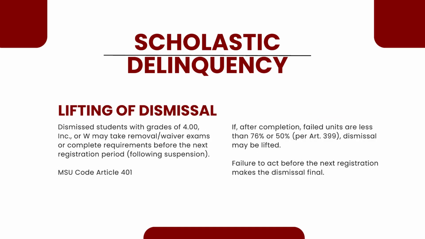Is a college dismissal reversible? Under Article 401, if your failing standing includes grades of 4.00, incomplete, or INC, or withdrawn, you may take removal or waiver exams or complete requirements before the next registration period. If completing these lowers your failed unit total below the dismissal threshold, your dismissal may be lifted. However, if you do not resolve these grades before registration opens, the dismissal becomes final.